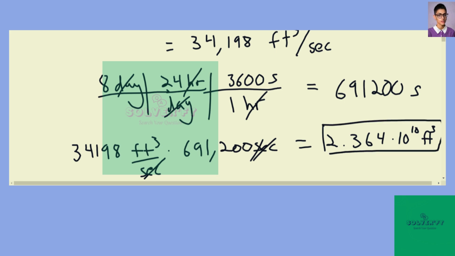All right, I just want to make sure we got that correctly. So we got 34,198 feet cubed per second, and then we want to convert that to days. We would have 24 hours multiplied by 3,600 seconds, and then we multiply that by our 8 days. Yeah, that'll be our final answer there.